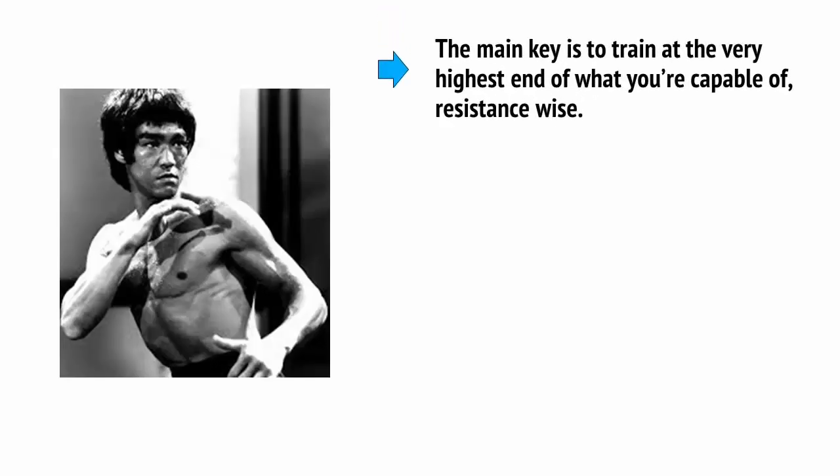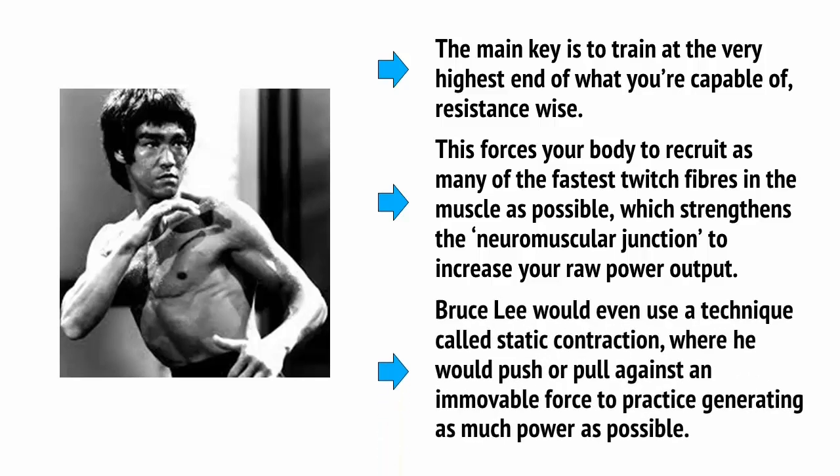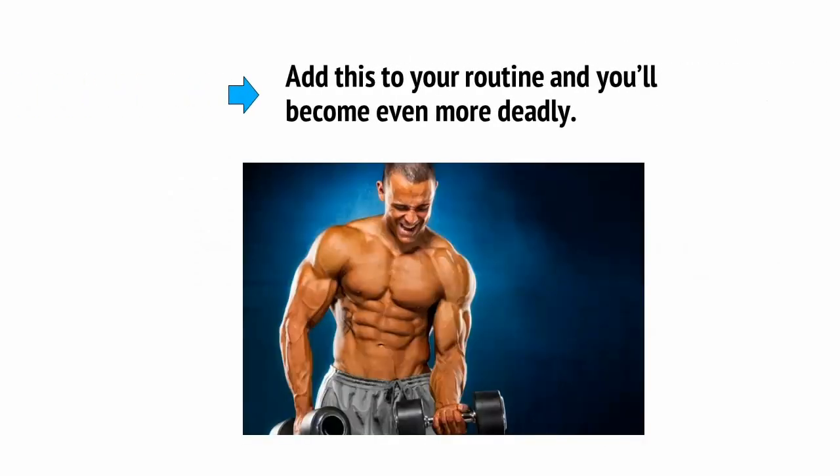The main key is to train at the very highest end of what you're capable of, resistance-wise. This forces your body to recruit as many of the fastest twitch fibers in the muscle as possible, which strengthens the neuromuscular junction to increase your raw power output. Bruce Lee would even use a technique called static contraction, where he would push or pull against an immovable force to practice generating as much power as possible. Add this to your routine, and you'll become even more deadly.